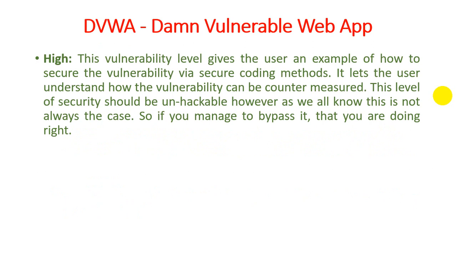This level gives the user an example of how to secure against a vulnerability via security coding methods. It lets users understand how the vulnerability can be countered. This level of security should be unhackable. However, as we all know, this is not always the case, because not all websites have higher level security. Some websites may work at a lower level. So if a website is found where the security level is low, then you can easily perform a vulnerability test or hacking on that website with the help of lots of tools.